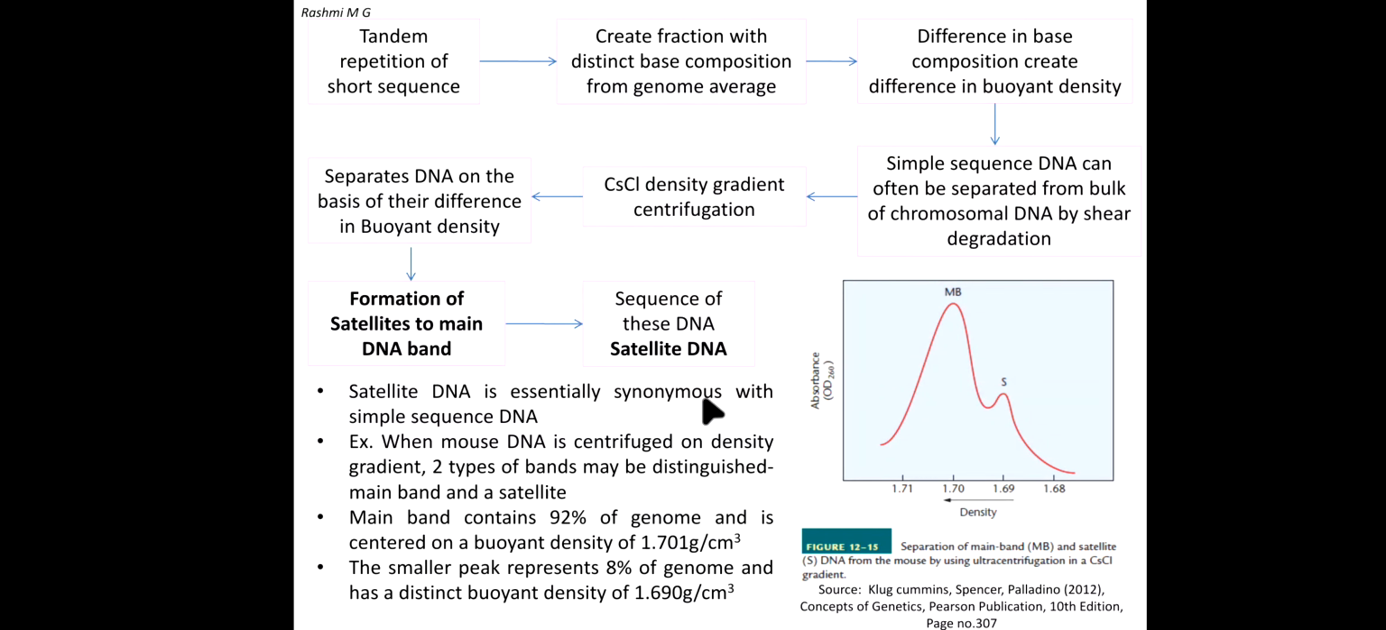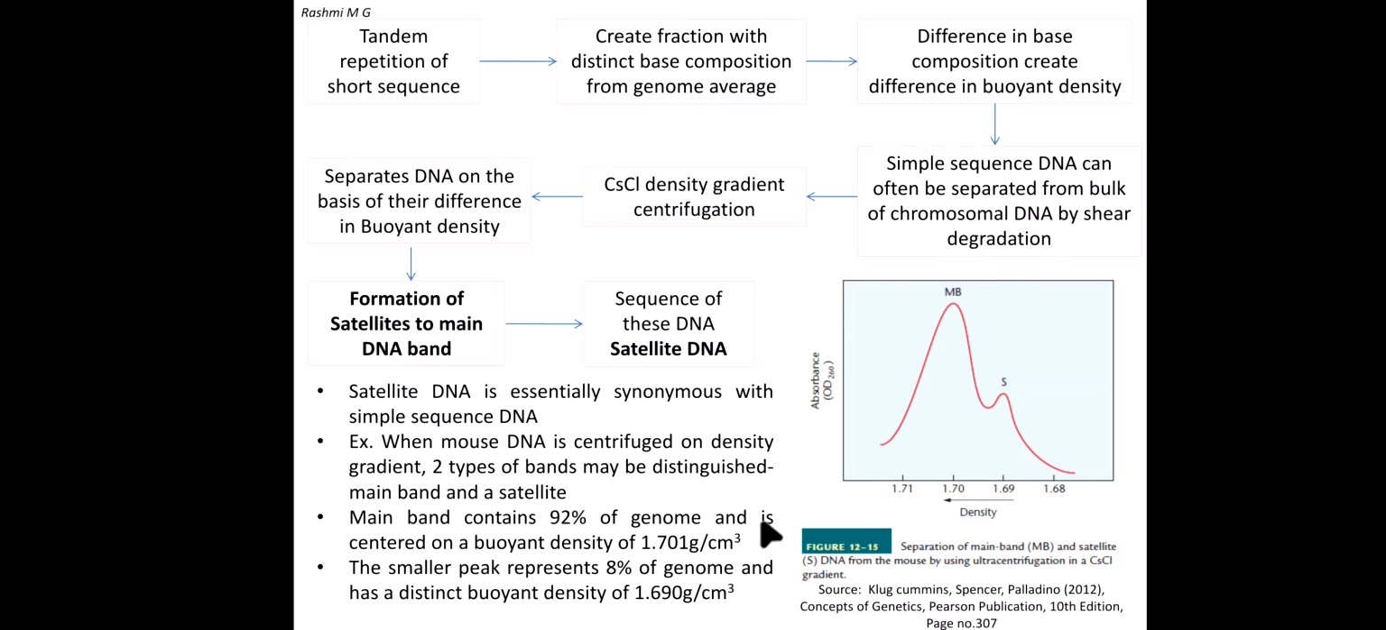Satellite DNA is essentially synonymous with simple sequence DNA. For example, when mouse DNA is centrifuged in a density gradient, two types of bands may be distinguished: the main band and the satellite. The main band contains 92% of the genome and is centered on a buoyant density of 1.701 gram per centimeter cube. The smaller peak represents 8% of the genome and has a distinct buoyant density.